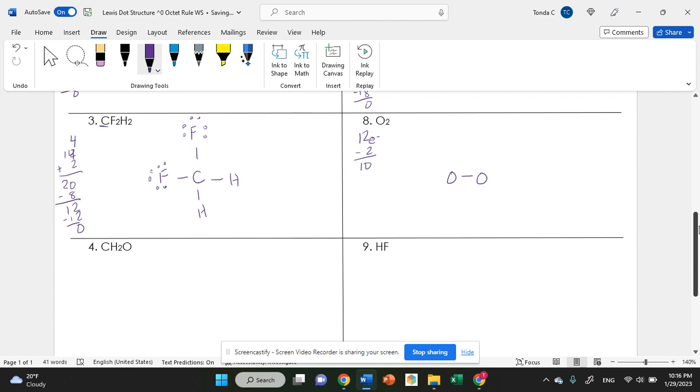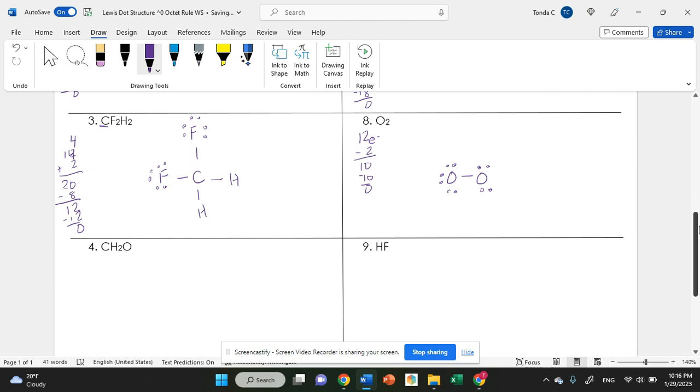That bond uses up 2 electrons, so now I have 10 left. So I'm going to plant 1, 2, 3, 4, 5, 6, 7, 8, 9, 10. Then you have to make sure everybody's happy.